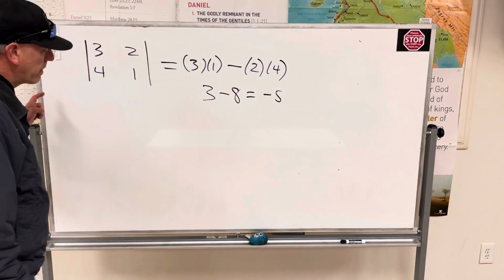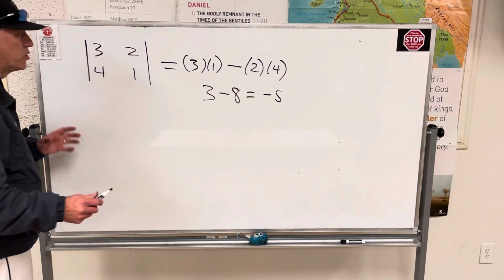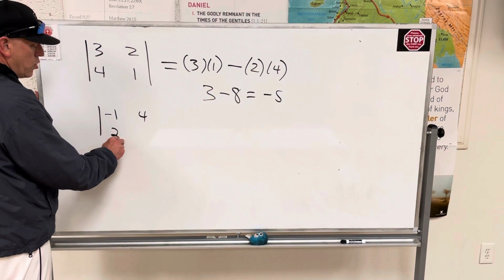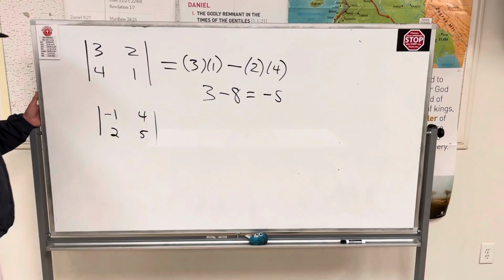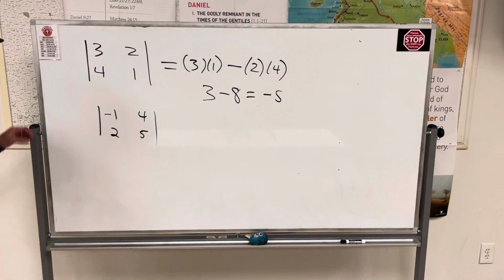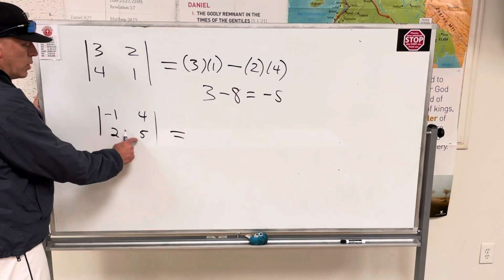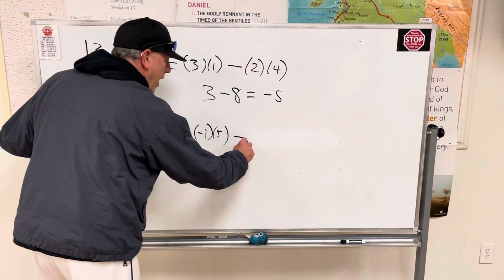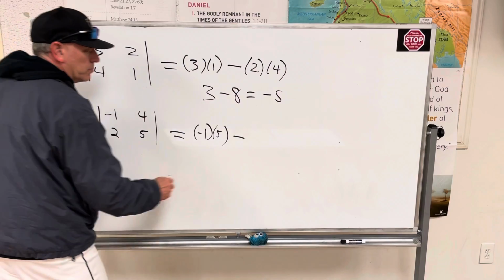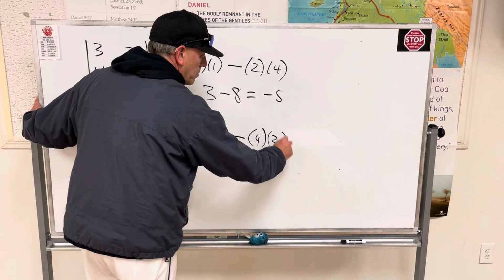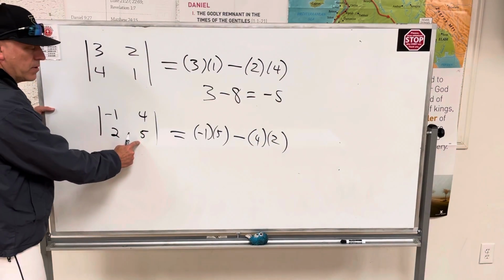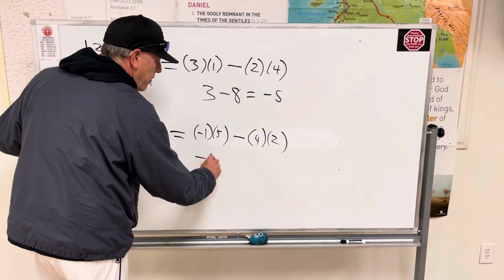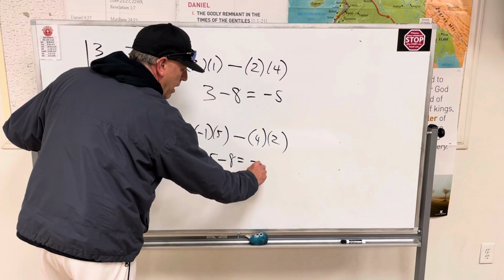All right, so now let's do another determinant. Suppose we have this, minus 1, 4, 2, 5. We're going to find the determinant of this, all right? And again, we're going to take minus 1 times 5. And then we're going to subtract 4 times 2. So minus 1 times 5, minus 4 times 2. This is minus 5, minus 8 is minus 13.